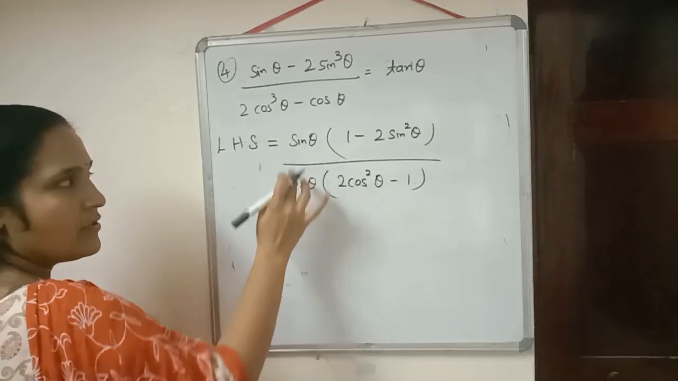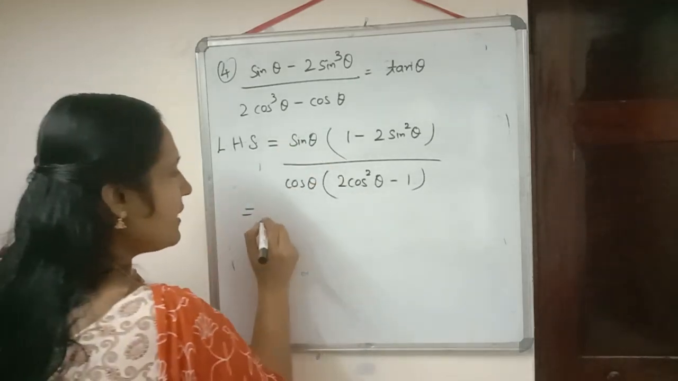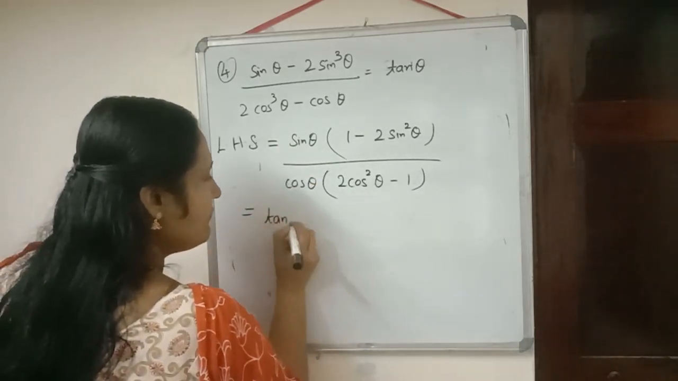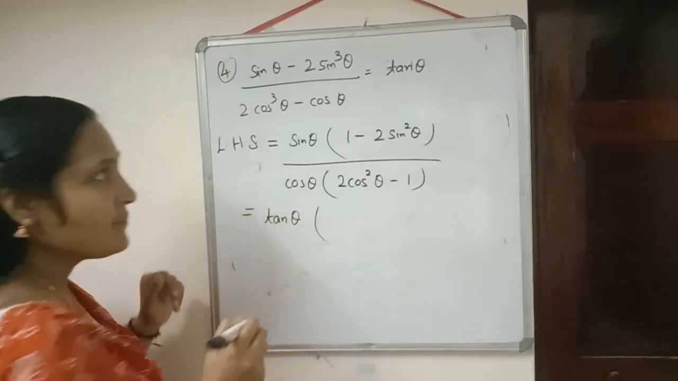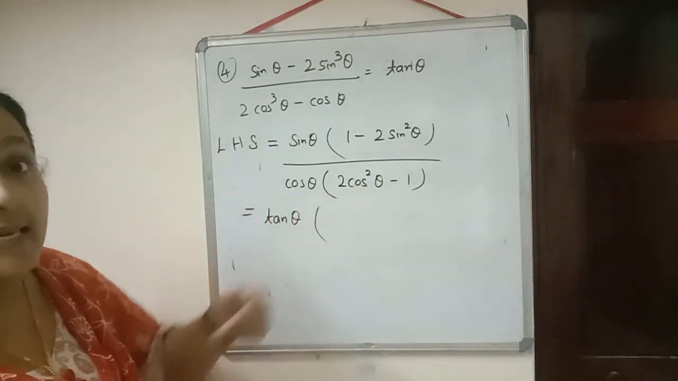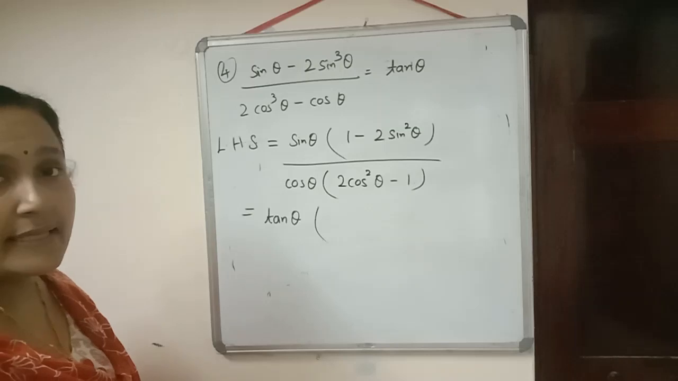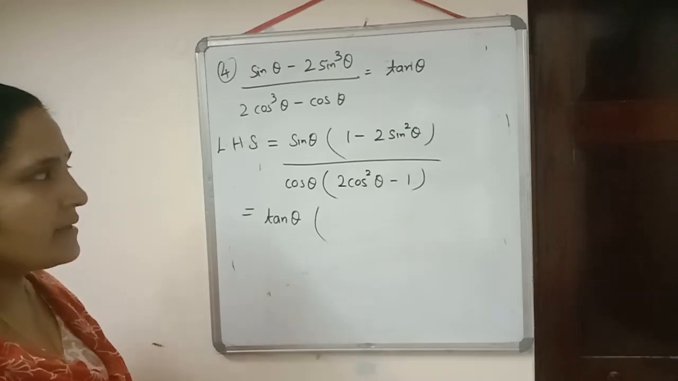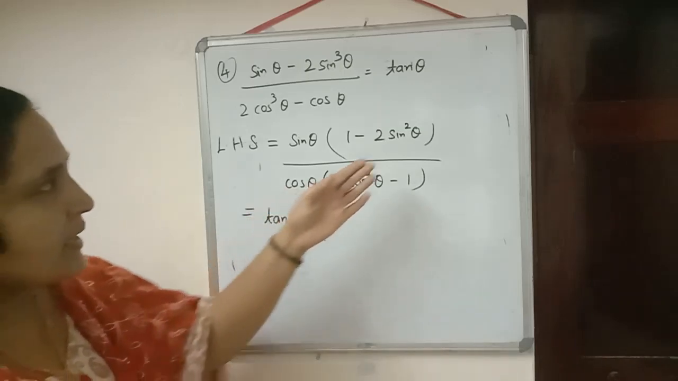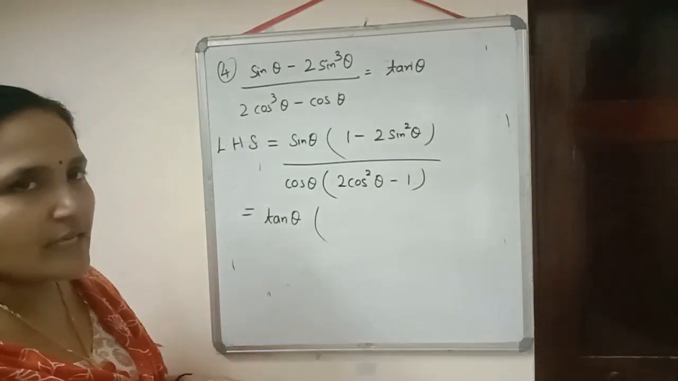Just to check, what is sin theta by cos theta? Tan theta. So here we got our answer, but these two expressions should get cancelled. Then only we will get the answer equal to tan theta. So as you can check, numerator is written in terms of sin square theta.